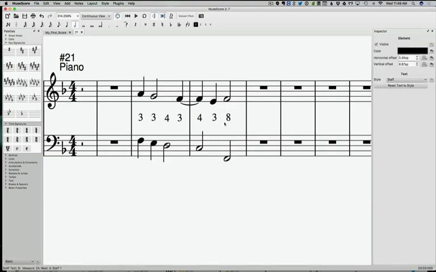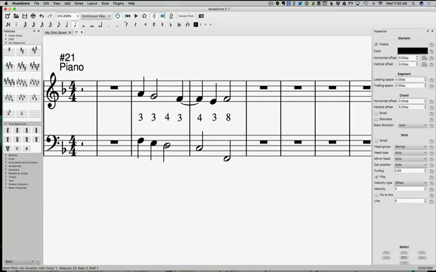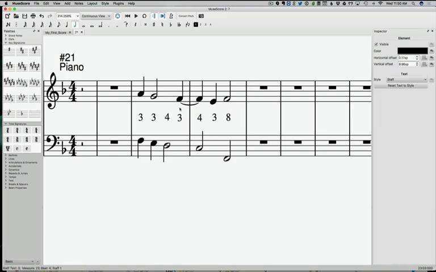Okay, so our available types of suspensions are the same. So we have 4-3 suspensions, 7-6 suspensions, 9-8 suspensions. Those are all possible. And then in the lower voice, we can have a 2-3 suspension. So let's look at what we've got here. Right here we have a dissonance between these two notes in this spot. So that's a dissonance resolved to a third right there. Okay? And then we have another dissonance here resolved to a third there.